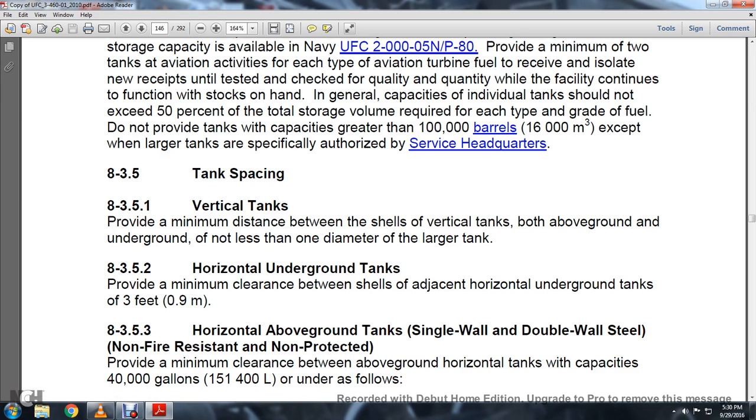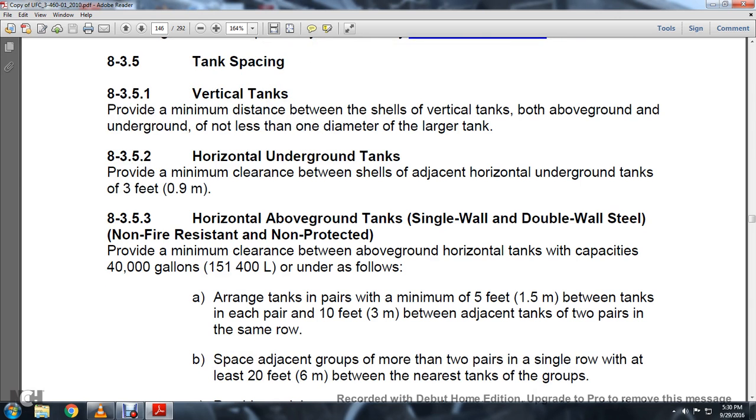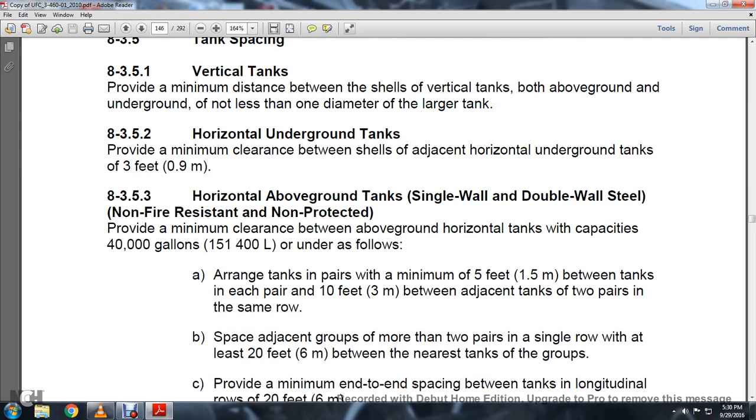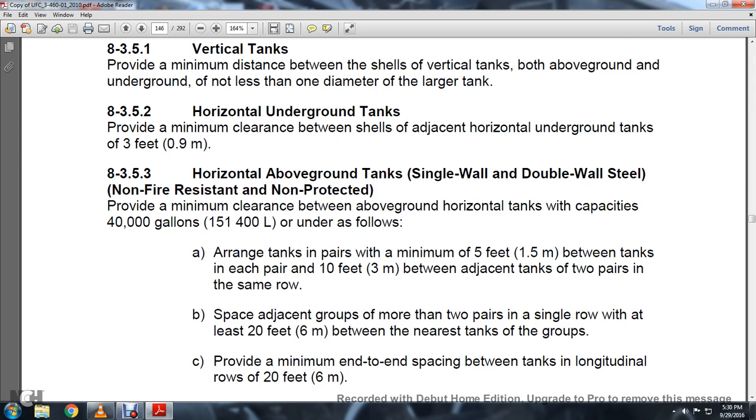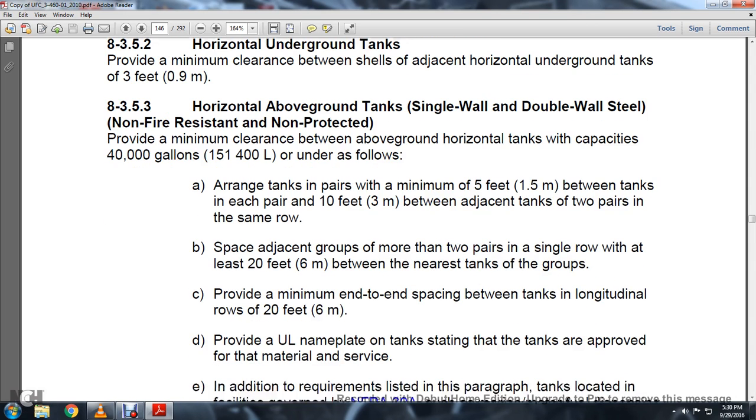8.3.5.3 Horizontal above ground tanks, single wall and double wall steel, non-fire resistant, non-protected, shall be provided with minimal clearance between above ground horizontal tanks with a capacity of 40,000 gallons or under as follows. Arrange tanks in pairs, with a minimum of 5 feet between the tanks of each pair and 10 feet between the adjacent tanks of 2 pairs in the same row. The space between adjacent groups, with a group being no more than 2 pairs in a single row, shall be at least 20 feet between the nearest tanks of the groups.